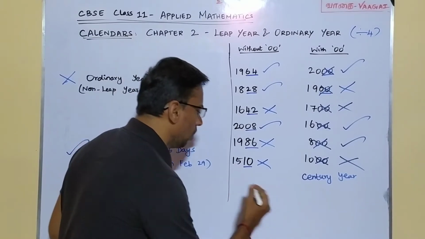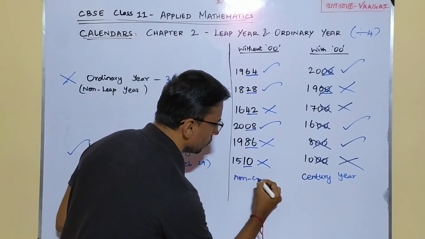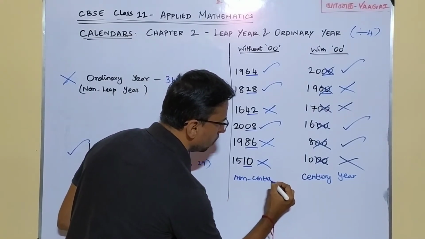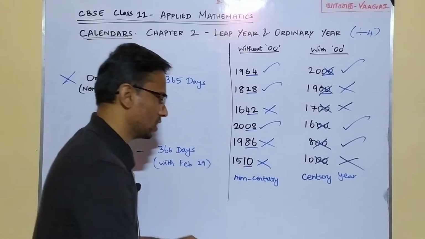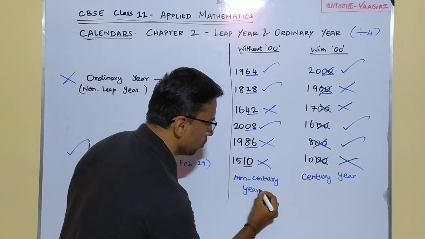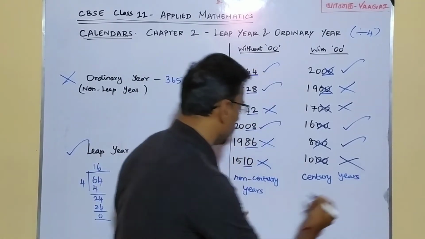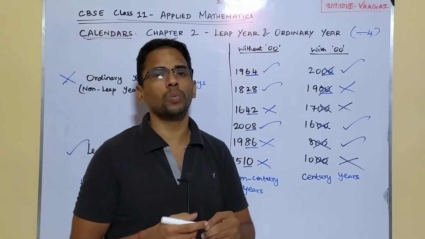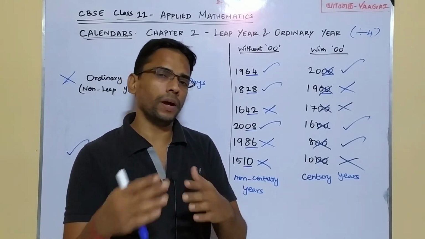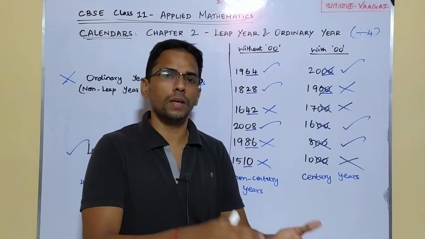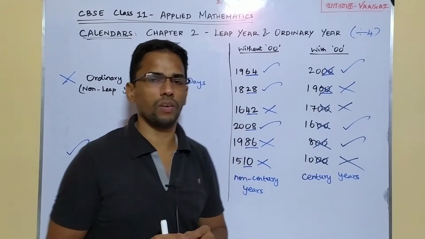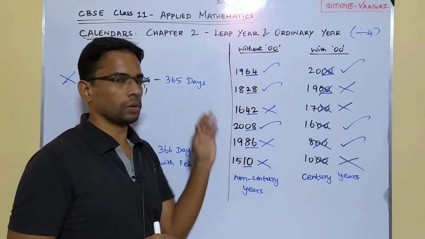And if it is a non-century year, what do I mean by non-century year? I mean all the years which are not century years. For a non-century year, what should you do? Here you take the last two places and divide them by 4, and that will tell whether your year is a leap year or an ordinary year. That's it. This is all you have to remember.